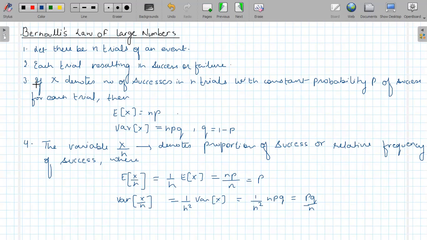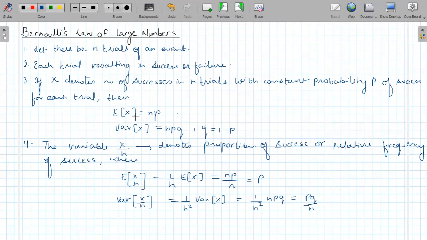Similarly, in throwing of a die, you may call getting 5 a success and any other number a failure. So either you have success or you have failure. If x denotes the number of successes in n trials, x क्या है? जितनी आपको सक्सेस मिली है इन ट्रायल्स में वो नंबर है, with constant probability p of success for each trial. हर ट्रायल में सक्सेस की प्रोबेबिलिटी कांस्टेंट है और वो p के बराबर है.